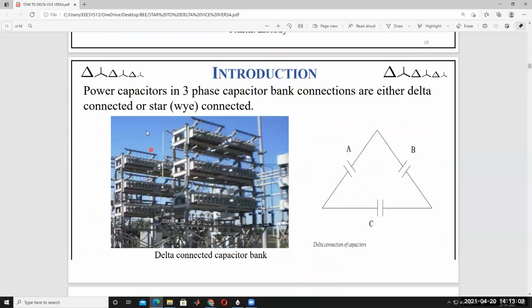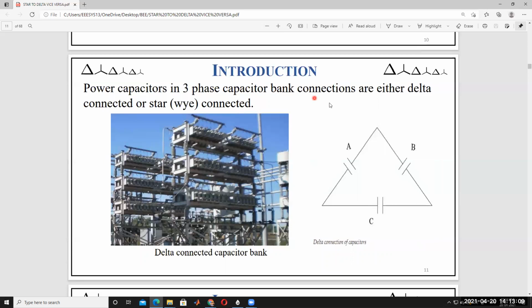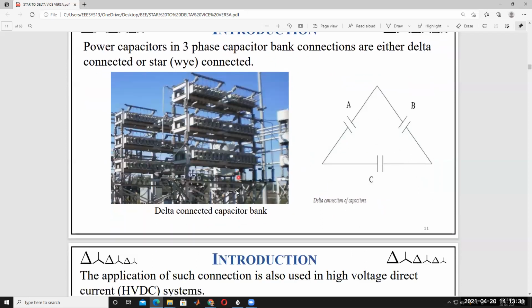Power capacitors in three-phase capacitor bank connections are either delta connected or star connected. There are different types of applications for delta or star connected capacitors. By connecting the capacitor banks, is it possible to increase the power factor? I will tell you about power factor correction later.